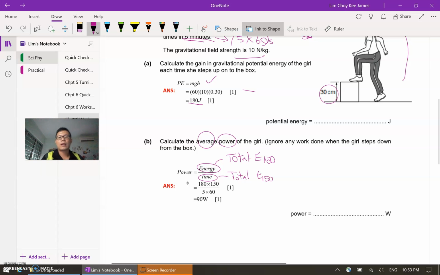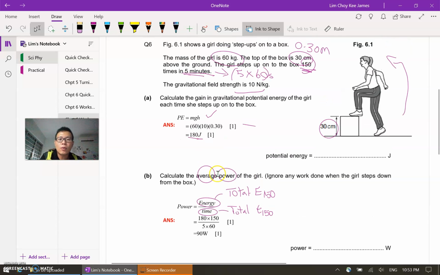Okay, for time it's quite straightforward because the question actually mentioned it is 5 minutes. So the only hurdle that students will have is converting it to seconds. So take note, the time you need to convert to seconds. That's what I did here for the working. Okay, 5 times 60, where I convert 1 minute to 60 seconds. Then after that I multiply by 5 because it's 5 minutes.